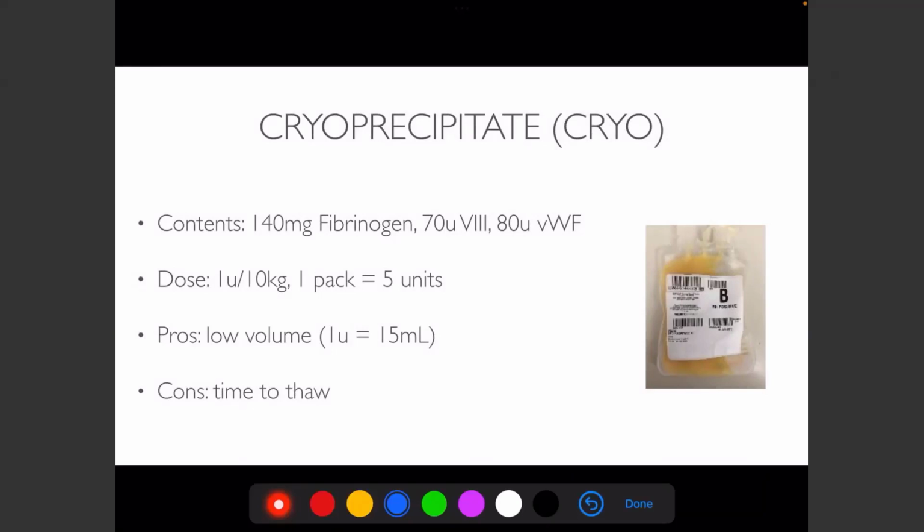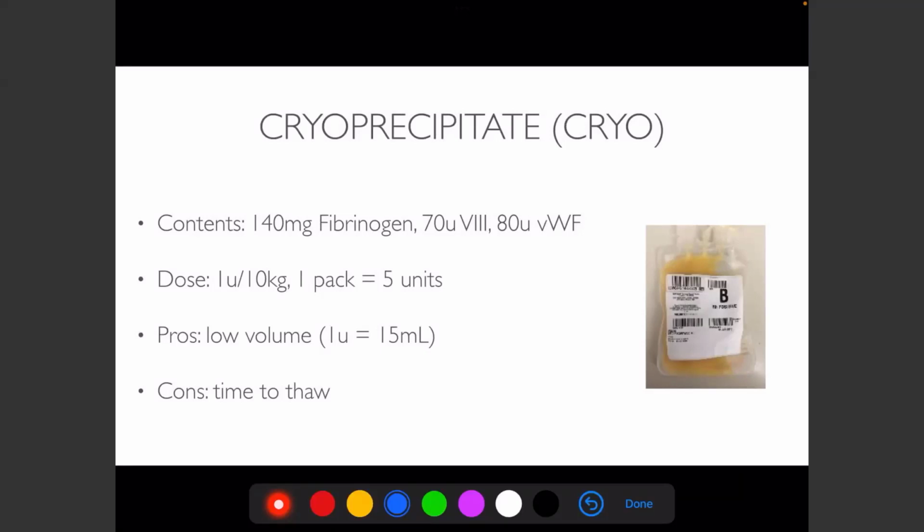Cryoprecipitates, so when we say cryo, that is essentially 140 milligrams of fibrinogen per unit. And it's confusing because you're ordering a pack, not a unit, and a pack is 5 units. So the normal dose, if you want to raise your fibrinogen by 50 for like DIC, say your parameter is 150, is 1 unit per 10 kg. So if you're 100 kilograms, you need 10 units, which means you need 2 packs. And that'll take your fibrinogen up by 50.